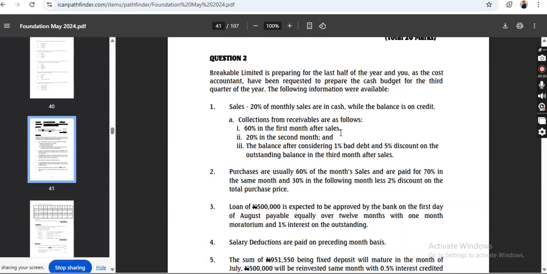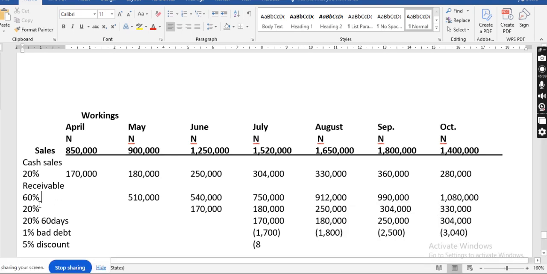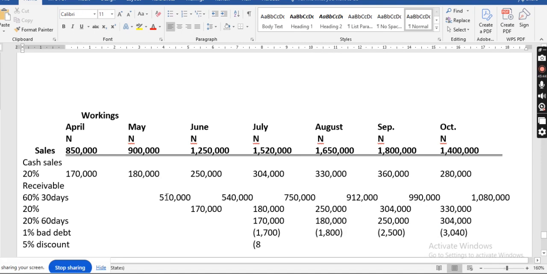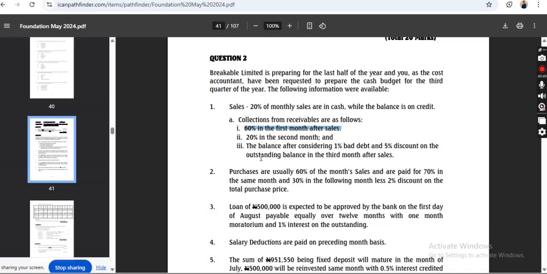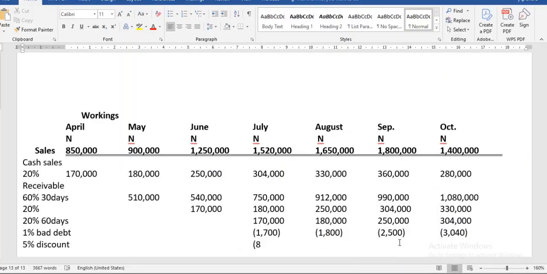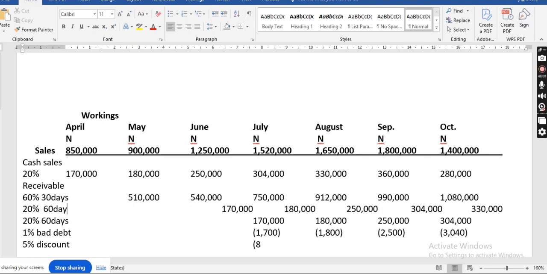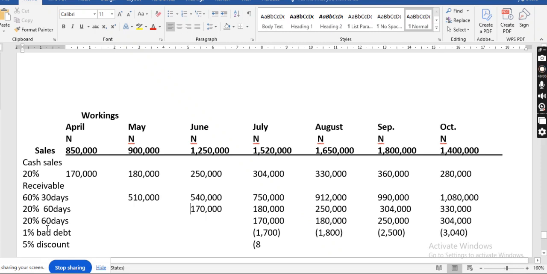I'm coming. Ozioma, the first one is 60%. Can you see it? Which is 30 days. Yes, I can. The second one is 20% in the second month. That is 60 days. The next one is 90 days, right? Of the second month.